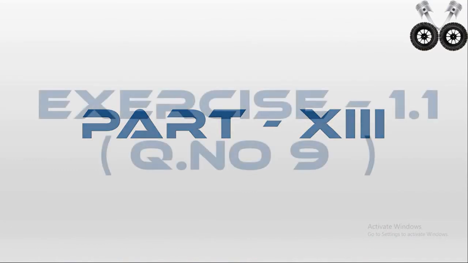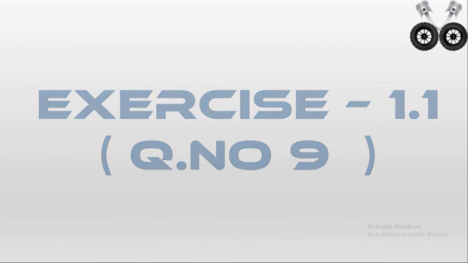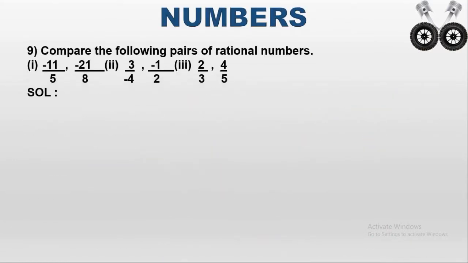Part 13, Exercise 1.1, Question number 9. Compare the following pairs of rational numbers. Subdivision 1: minus 11 by 5, comma, minus 21 by 8. Subdivision 2: 3 by minus 4, comma, minus 1 by 2. Subdivision 3: 2 by 3, comma, 4 by 5.